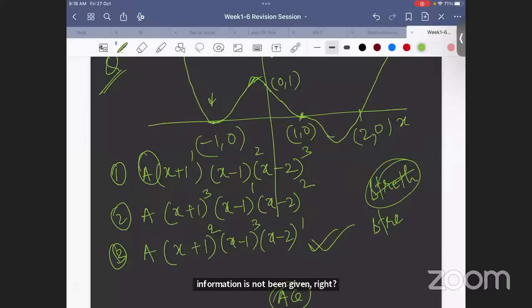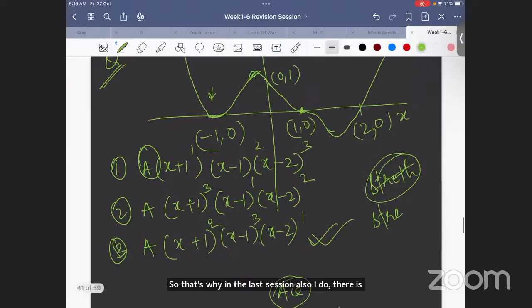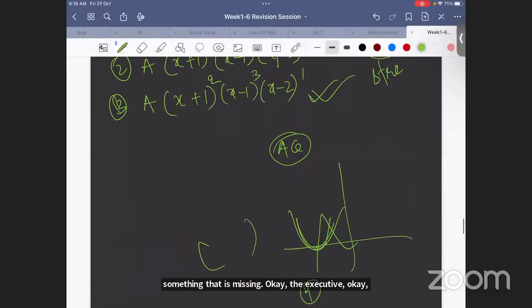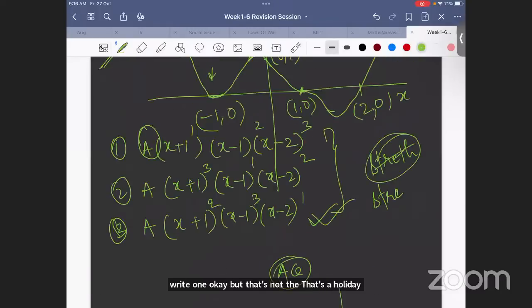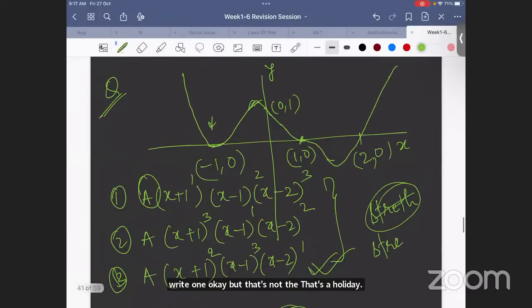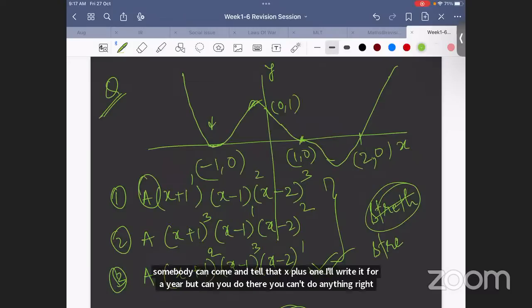You can get the answer among the options, that is for sure, because you can just put the minimum even number where there is a bounce up, and whenever it's crossing, you can write 1. But that's not exact, that's a holistic consideration. That's why I've given you the options here, because somebody can come and say x plus 1, I'll write it as 4 here. What can you do there? You can't do anything, because from the information you are not able to get it.